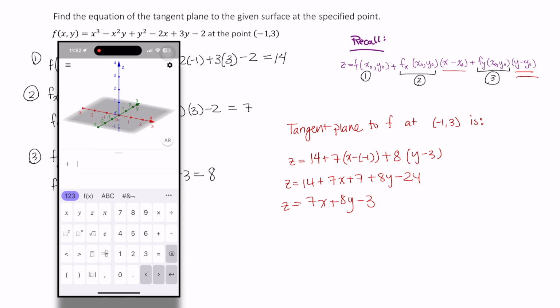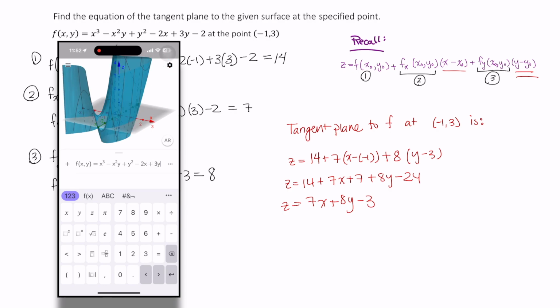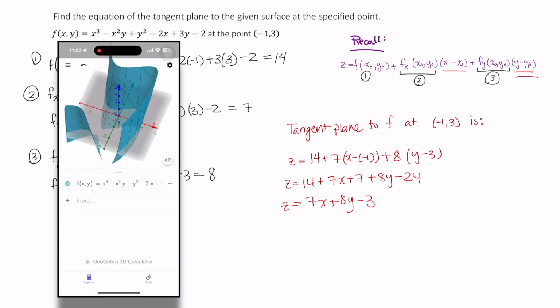Now, before I end this video, I want to show you what this looks like when graphed in GeoGebra. So let's go ahead and type in the letter F, and then open parenthesis x, comma, y, close parenthesis, equals x cubed minus x squared y plus y squared minus 2x plus 3y minus 2.